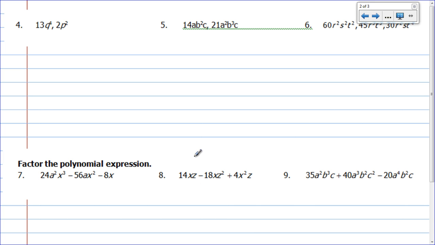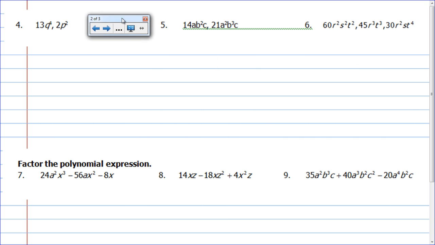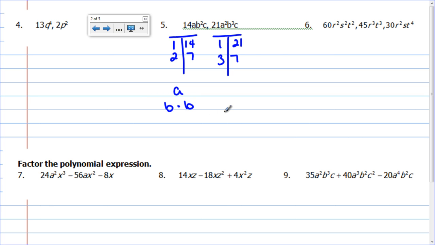So now let's do number 5 over here. Yes, I know I skipped number 3. We're going to do number 5 over here. Same process. You're going to draw your T, list all your factors, and then do your variables and keep them separate and in order.